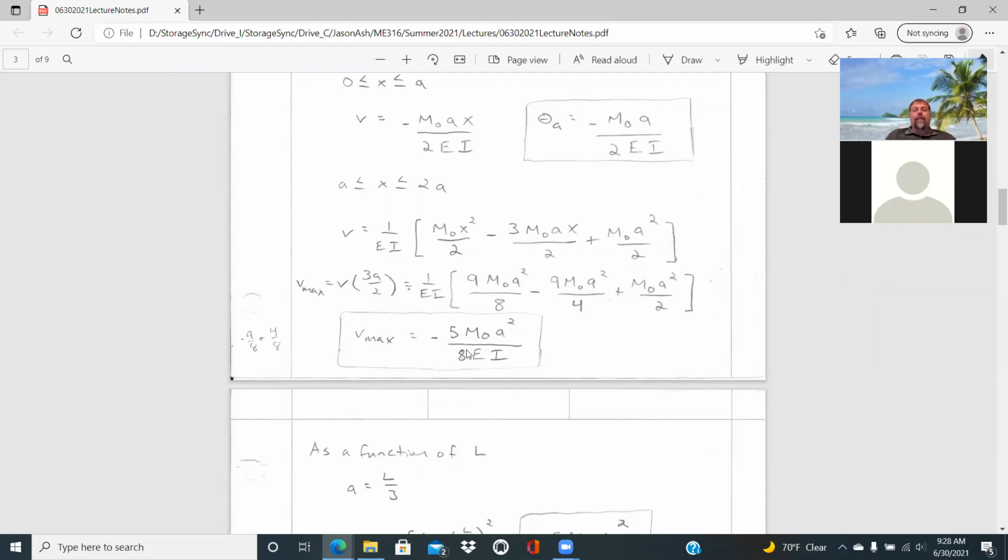And so those are the types of things that might be important to solve. Usually that's where you have your constraints, on your maximum deflection and needing to keep that under a certain value.